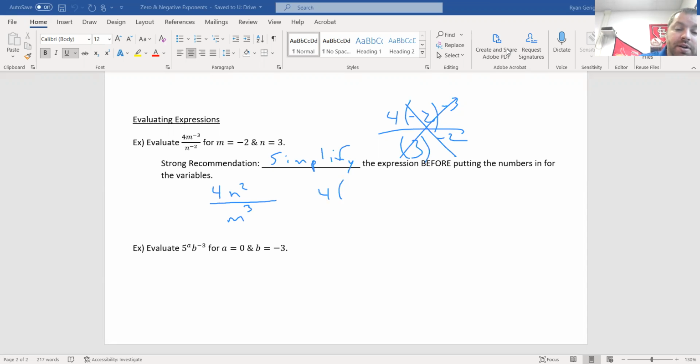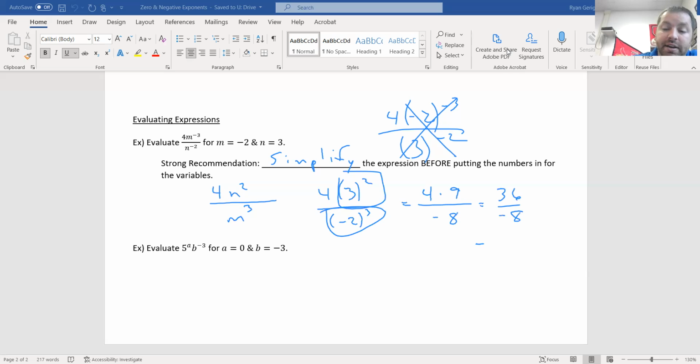So now 4, n was 3, m was -2. Notice that when I take a letter out and put a number in, I use parentheses. Now I'm going to do the simplification here. 3 squared is 9. -2 to the 3rd is -8. 4 times 9 is 36. That's going to be 36 over -8. I can take 4 out of both of those. So -9/2 is your answer here.